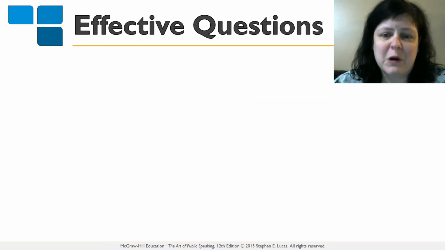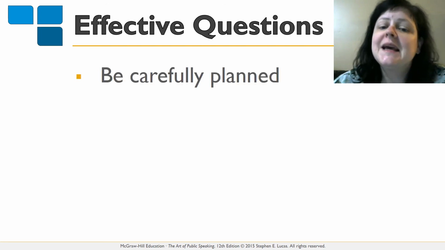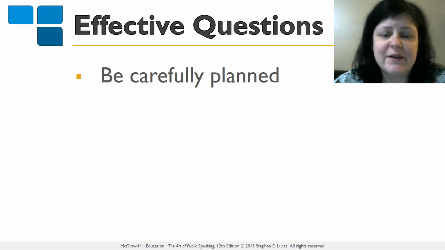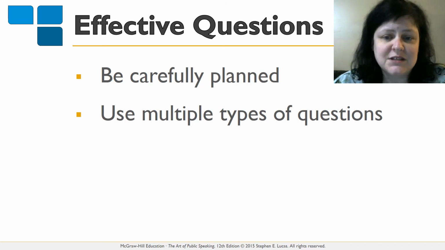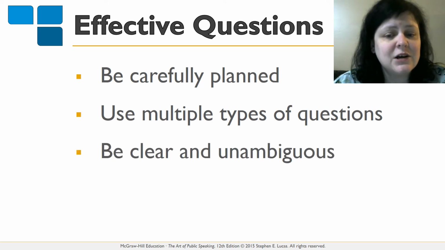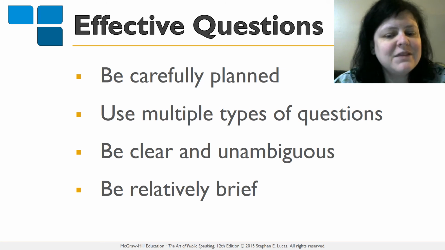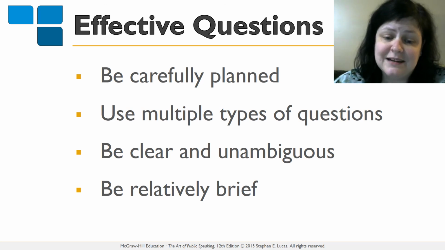Before you give out a questionnaire, there are 4 guidelines for effective audience analysis. First, they should be carefully planned to elicit the necessary information. Ask yourself what information you want and make sure each question you ask gives you that information. They should use multiple types of questions to get the specific and detailed information you need. Asking all scale questions might not get you that information. Your questions should be clear and unambiguous, but they should be relatively brief. Don't ask 10 questions when you can get the information you need in just 5.